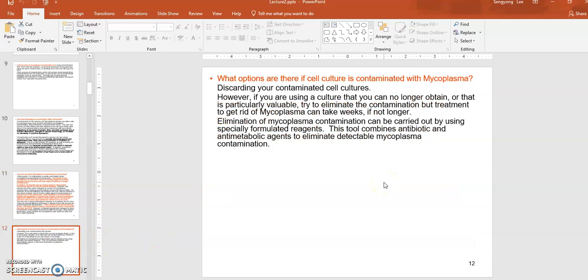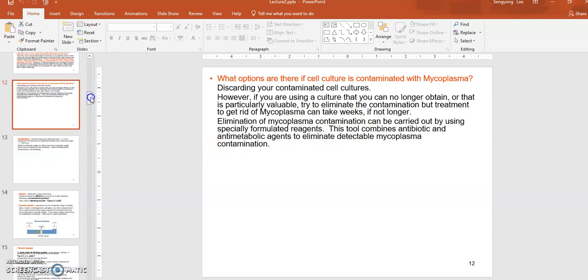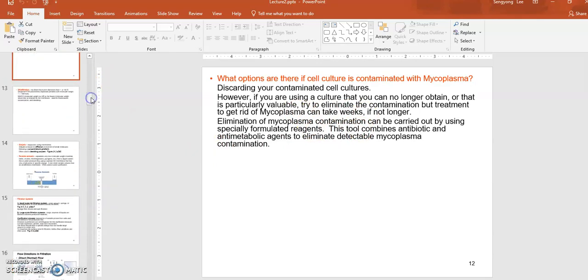So if you confirm that yes, there is a mycoplasma contamination in your cell culture, what happens? The best thing to do is start it over. Just discard the cell culture that's contaminated and make sure you clean it well and sterilize it well, so you don't get the same mycoplasma contamination in your cell culture. Okay, so that's the best thing. So make sure you don't get any mycoplasma contamination in your cell culture.